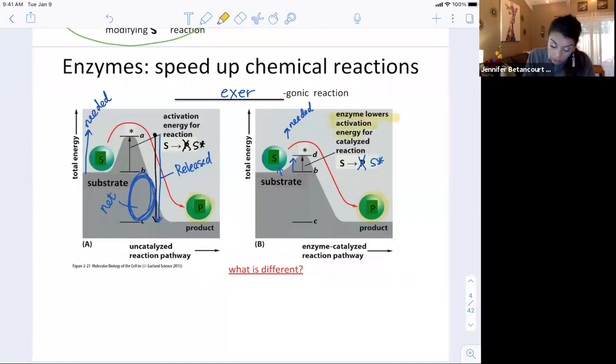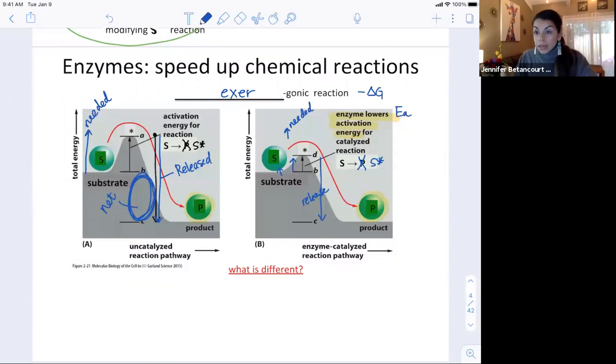And because you do that, you still make the same exact product. You're not making a different product, and you're not changing the exergonicness of this reaction. You still are releasing more energy than you put in, okay? So both of these are exergonic reactions, but the only difference is that the enzyme lowered the activation energy. So activation energy is sometimes written as capital E subscript lowercase a, right?